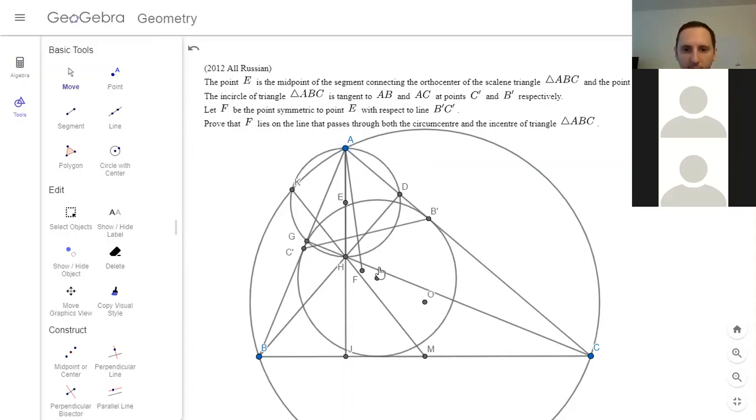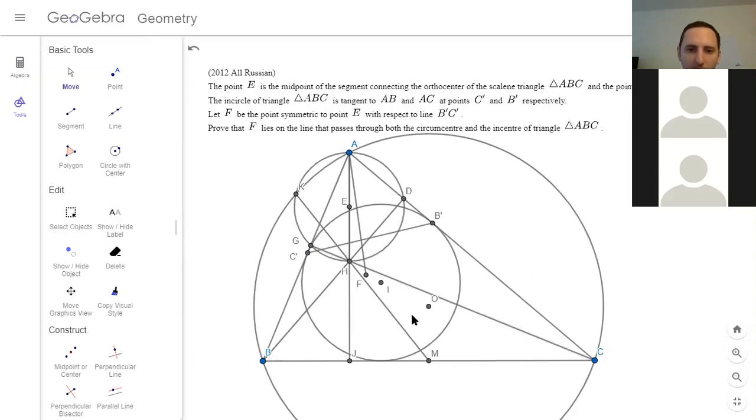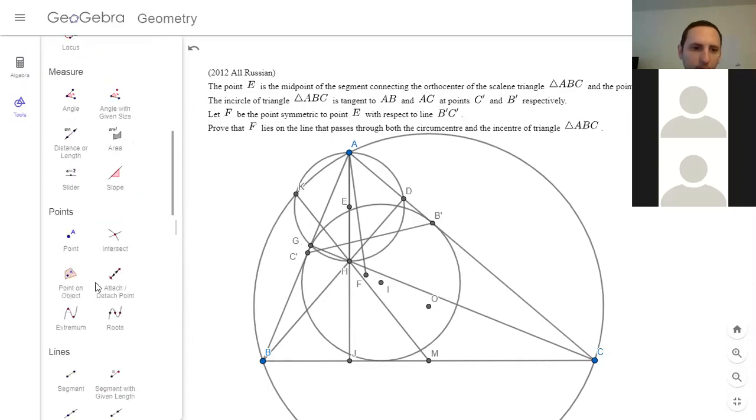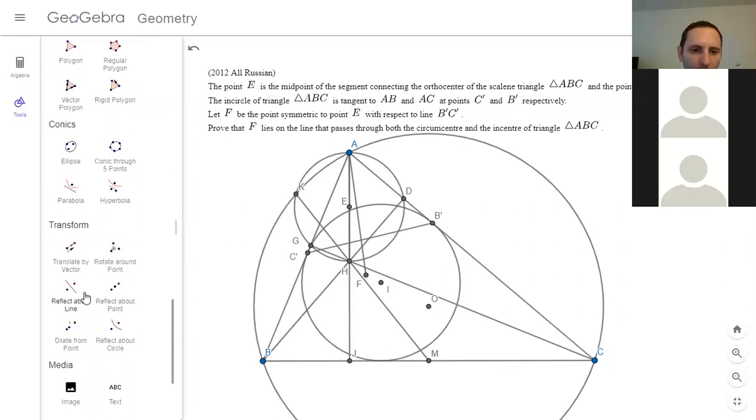That's a good picture. So, I mean, I guess one thing we could maybe do is reflect all three of F, I, and O over B prime C prime so that those are collinear. So if I reflect O over B prime C prime, let's see what that does. Does it lie on the circle? No. Reflect A over B prime C prime.